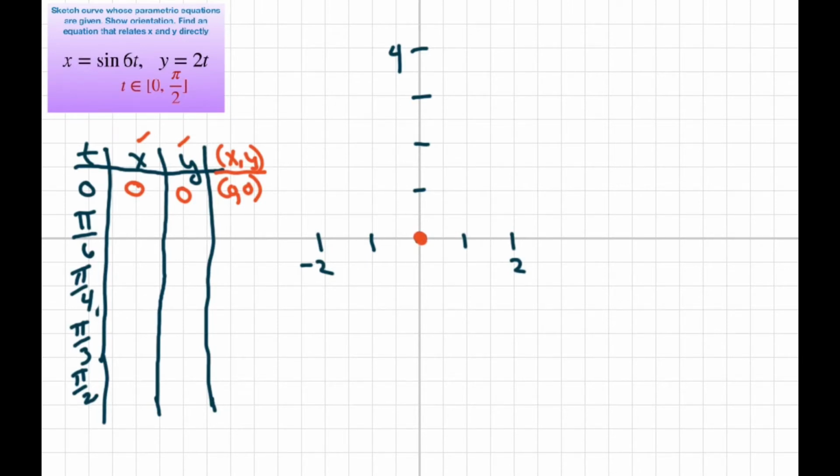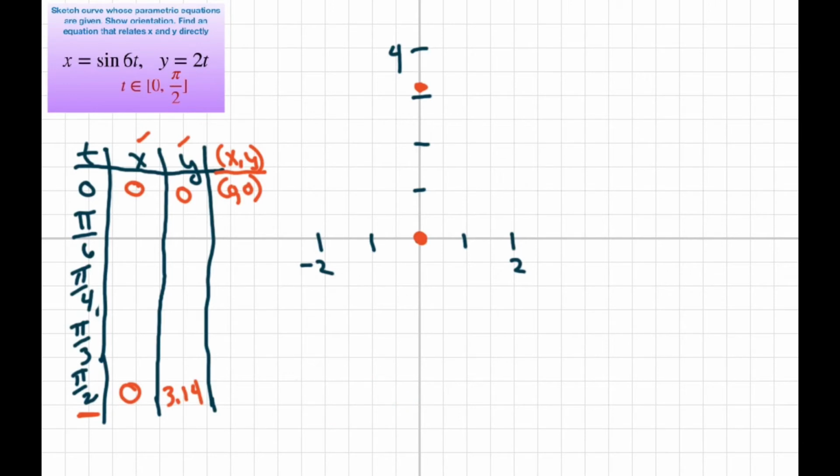All right. If I start with my end point, pi divided by 2, that's going to be sine of 6 times pi divided by 2, which is sine of 3 pi, which is also 0. So that's going to be 0. And my y is going to be just pi. So pi is 3.14 something. So there's your 3. So we're going to end here. That's your end point.